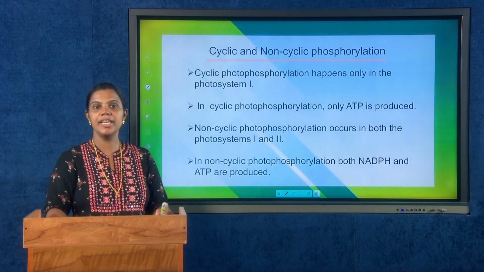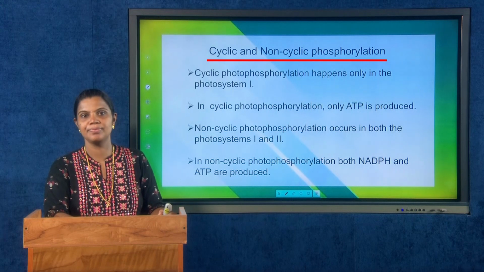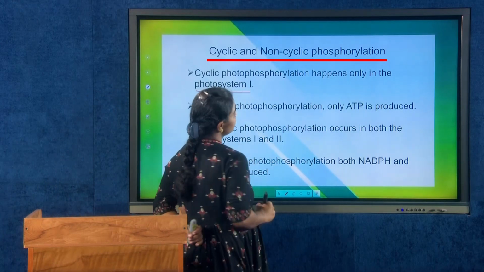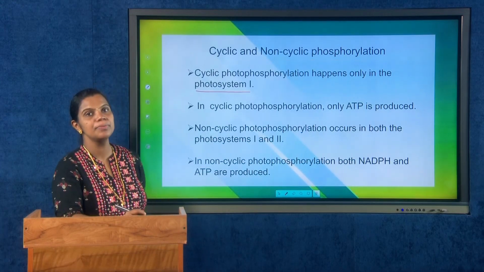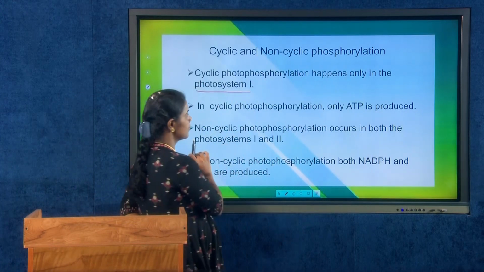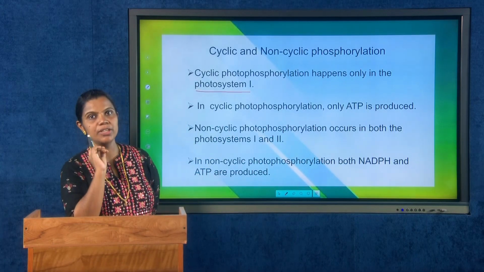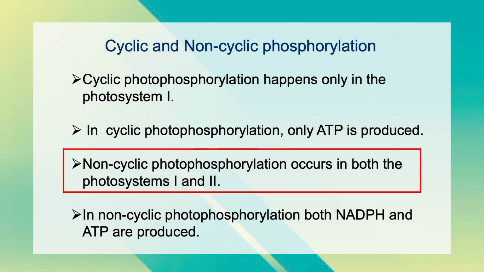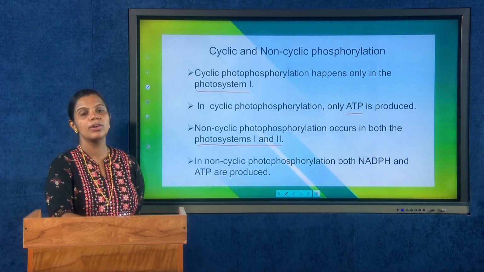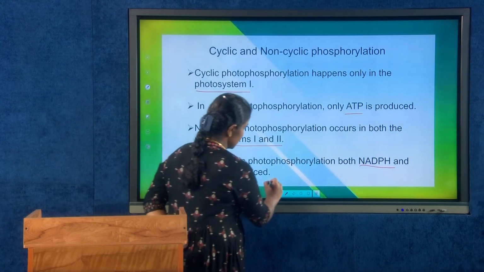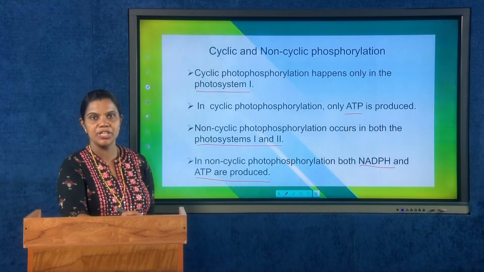To begin with, we start with the cyclic and non-cyclic photophosphorylation. Cyclic photophosphorylation always happens in photosystem 1. What is photosystem 1? I hope you remember, it is P700, that is where the cyclic photophosphorylation will occur. In cyclic photophosphorylation, the only product is ATP, while the non-cyclic photophosphorylation occurs in both photosystems 1 and 2. What are the products of non-cyclic photophosphorylation? We have NADPH produced, and also ATP is produced.